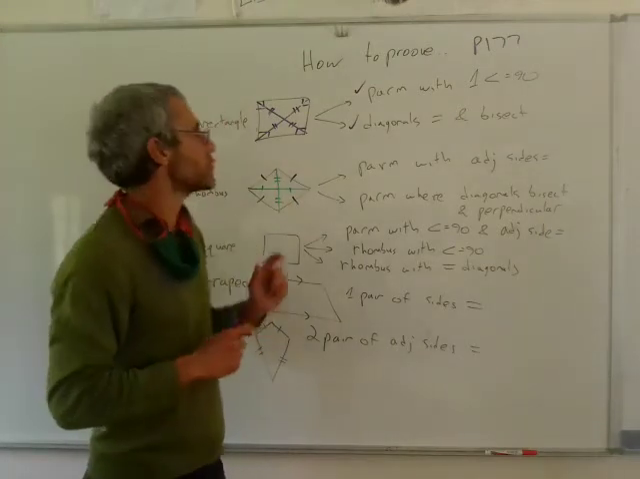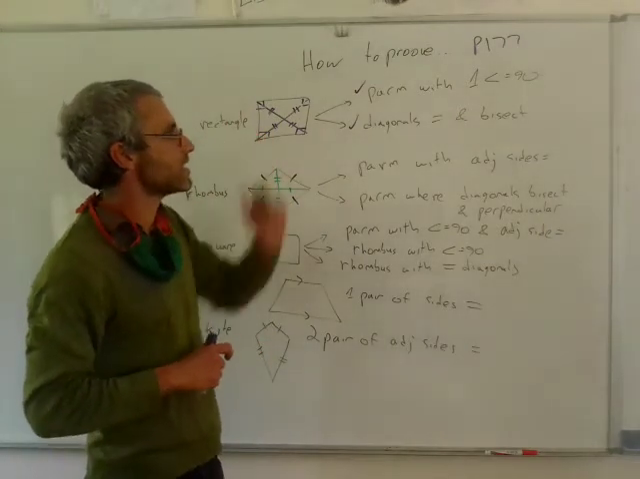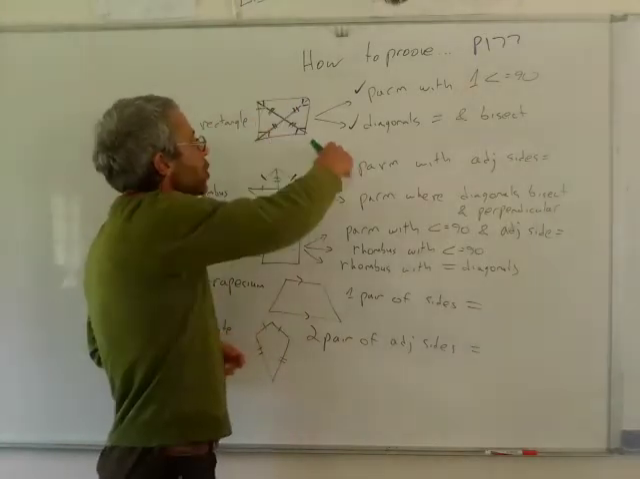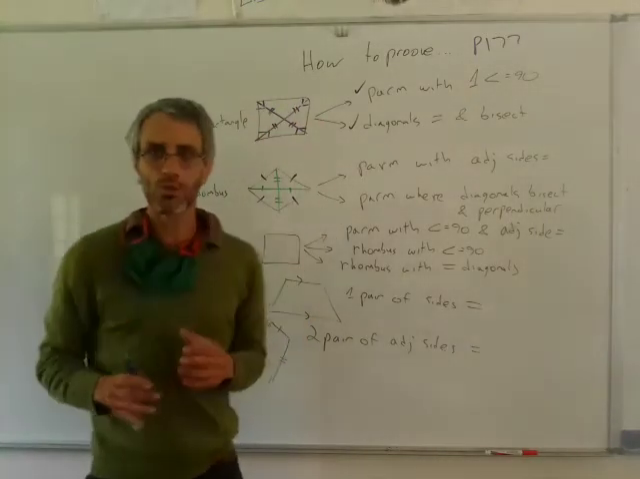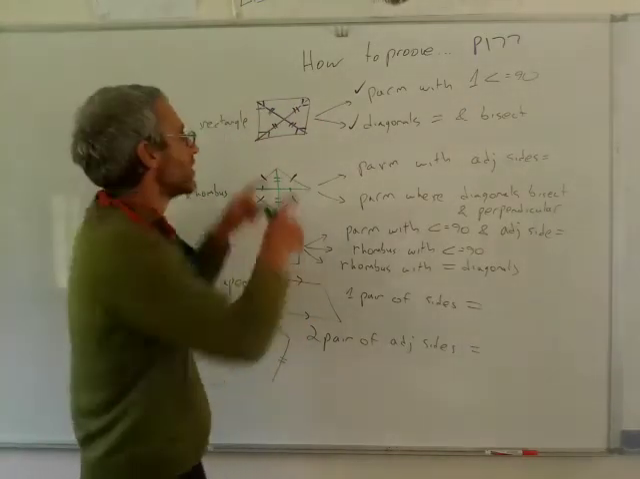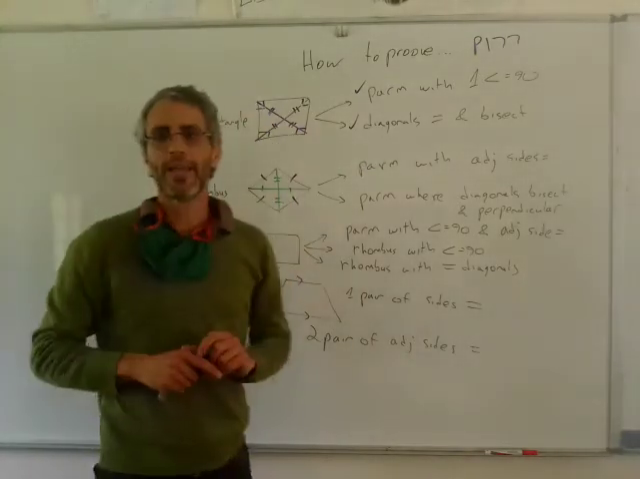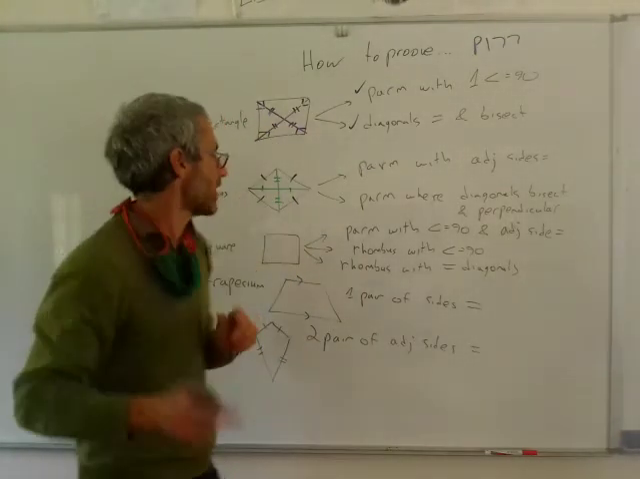The second way of doing it is, forget about the angles, let's look at the diagonals. So if you show that both diagonals are equal and that they bisect each other, halve each other, then again that's a rectangle. Right, next thing.